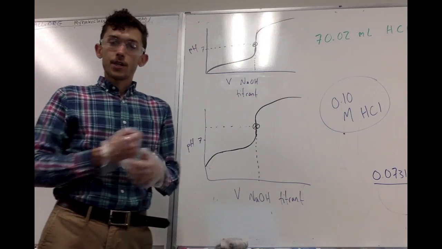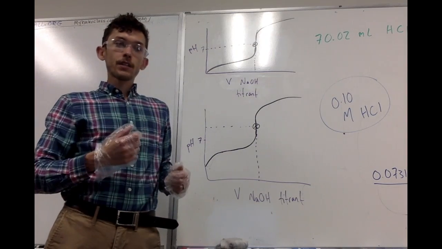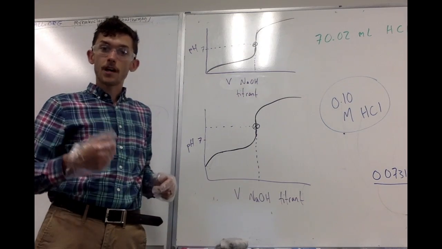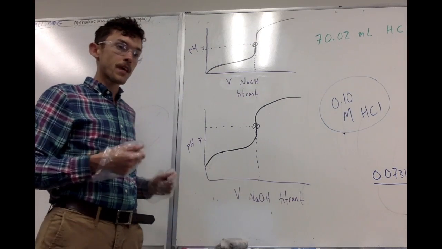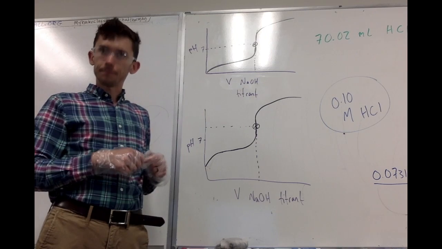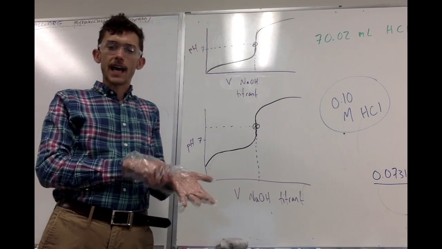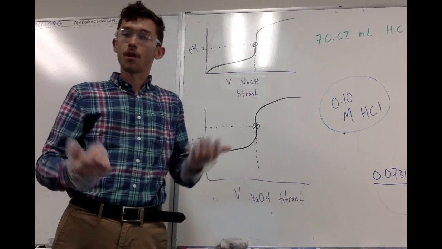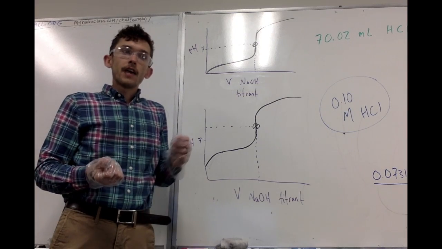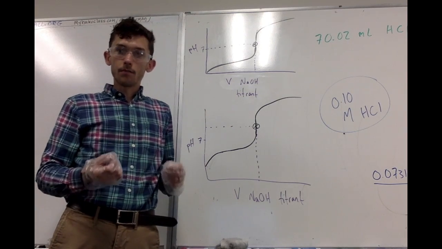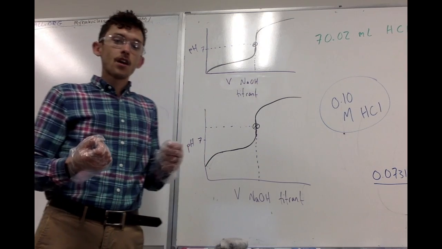We are about to do a titration using the exact same titrant, sodium hydroxide, the exact same concentration, 0.1 molar, but this time we're going to use a different acid. We're going to use acetic acid, which you probably know as vinegar. And I actually have 0.1 molar acetic acid.